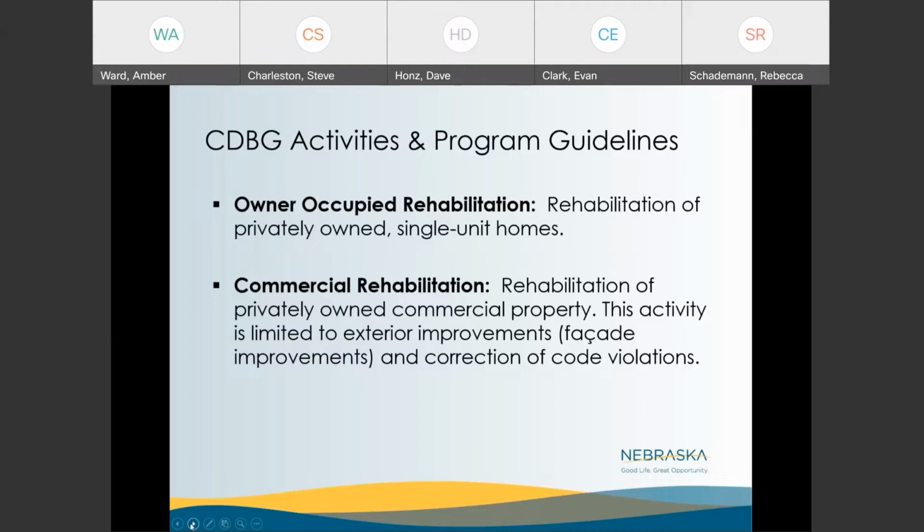We have two CDBG activities that require program guidelines. The first is owner-occupied rehabilitation, and that is the rehabilitation of privately owned single-unit homes. The second is commercial rehabilitation, and that is the rehabilitation of privately owned commercial property. This activity is limited to exterior improvements, facade improvements, and correction of code violations. We often see commercial rehabilitation in our downtown revitalization method of distribution.